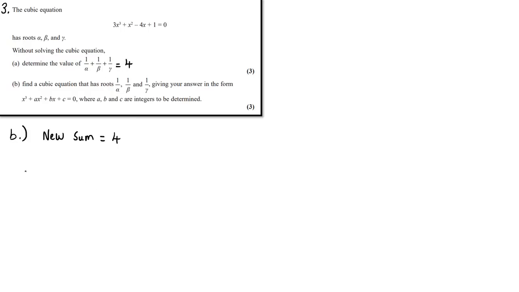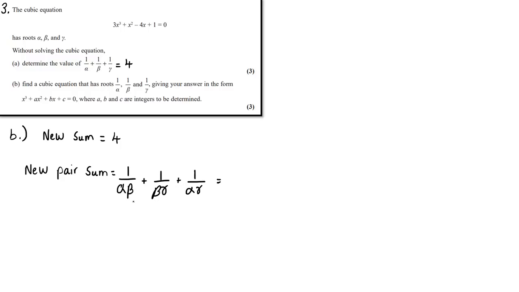Now the new pair sum, how do we work this out? Well, what we're saying here is we've got 1 over alpha beta plus 1 over beta gamma plus 1 over alpha gamma. That's our new pair sum. So how do we work this out? Well, again, let's get this over a common denominator. If you're ever in doubt, just get everything over a common denominator and see if you've got things that you already know.